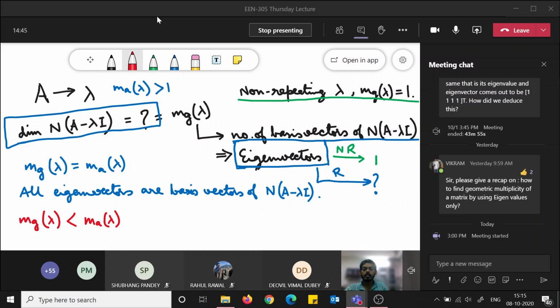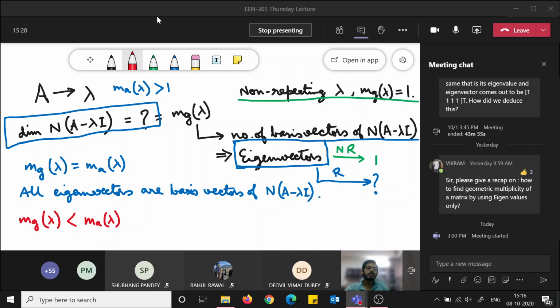What does this mean? This means that in the vector space you are able to find only a few such vectors along which, if you start, you will stay in that line. That is the special property of these eigenvectors, right? So you are able to find only a few such vectors. Normally you should find n such vectors for an n-dimensional space, but now you will find fewer than n such vectors.